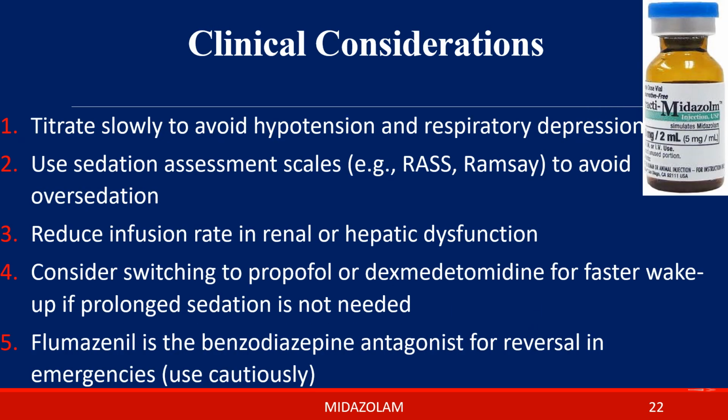Clinical considerations for midazolam. 1. Titrate slowly to avoid hypotension and respiratory depression, means adjust dose slowly to prevent low blood pressure and breathing problems. 2. Use sedation assessment scales, e.g., RASS, Ramsey, to avoid oversedation, means use scales to check sedation level and avoid too much sedation. 3. Reduce infusion rate in renal or hepatic dysfunction, means lower doses are needed in kidney or liver problems. 4. Consider switching to propofol or dexmedetomidine for faster wake-up if prolonged sedation is not needed, means consider other sedatives for quicker recovery if needed.